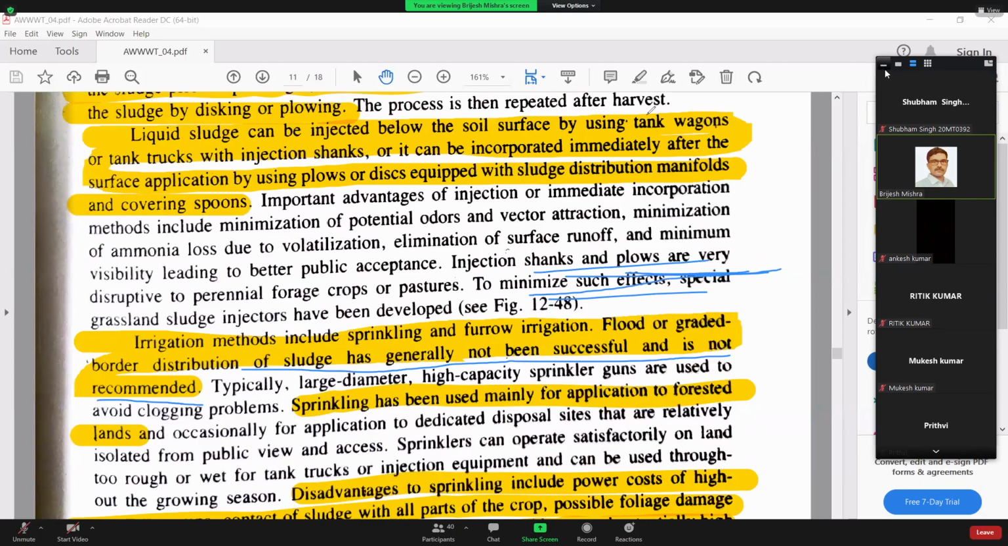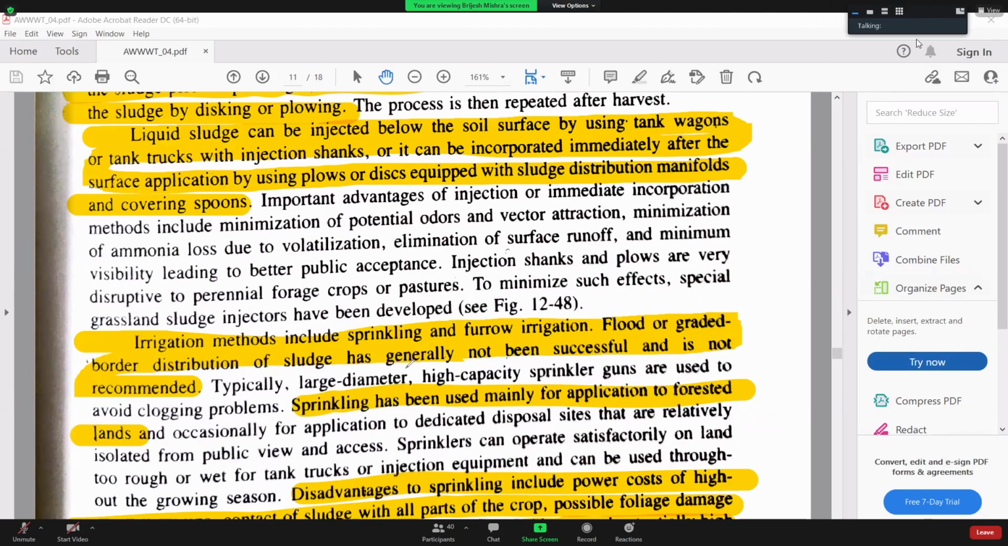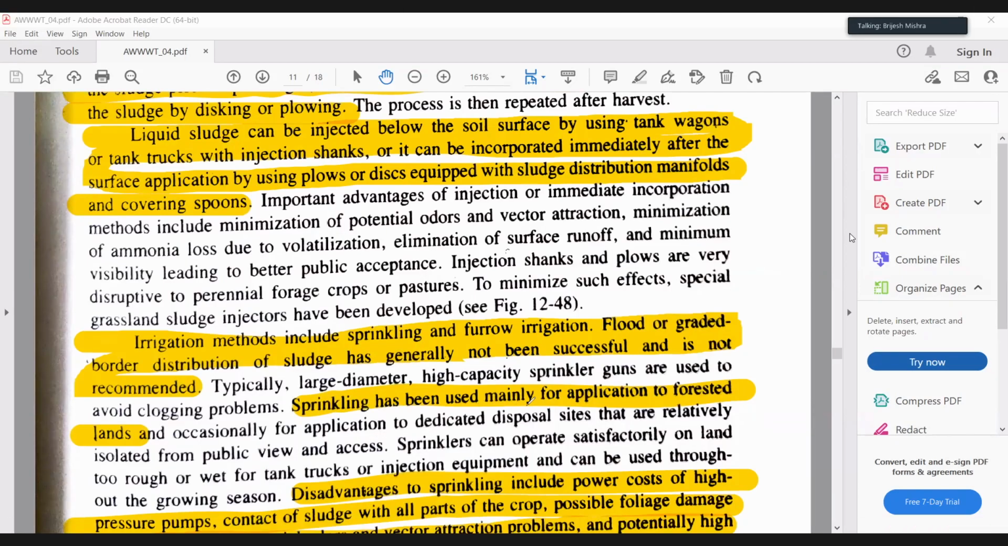It is going to deposit, and the furrow is going to be filled out with the solids. Sprinkling has been used mainly for application on forested land, and generally it is not used on agricultural land. So why? What is the disadvantage of this?